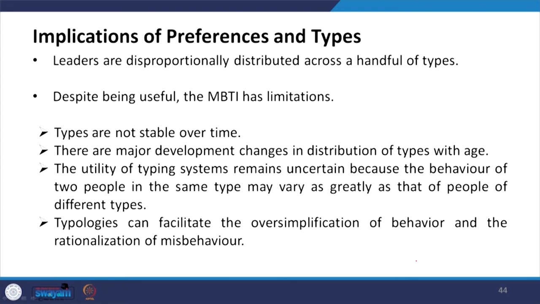So, therefore, it is also possible. Why is it possible? Because of the personality traits. Typologies can facilitate the oversimplification of behavior and the rationalization of misbehavior. So, in that case, you can identify whether this particular behavior or misbehavior is done by the individual, what type of typology it is, and then according to your leadership style, you will be able to manage that misbehavior. Please understand, do not mismatch the personality typology and the leadership style. If the personality typology requires a particular style, you match it with your leadership style. So, you will be able to manage the behavior of the other person.